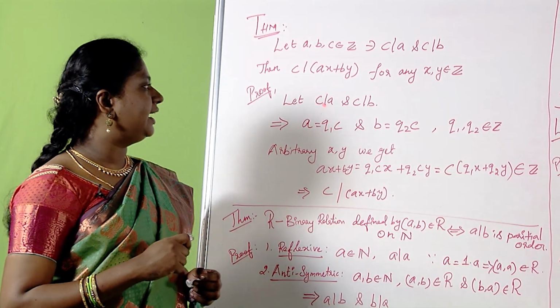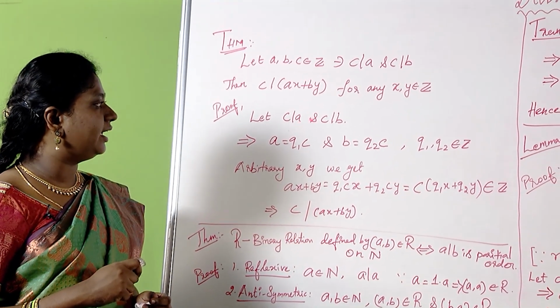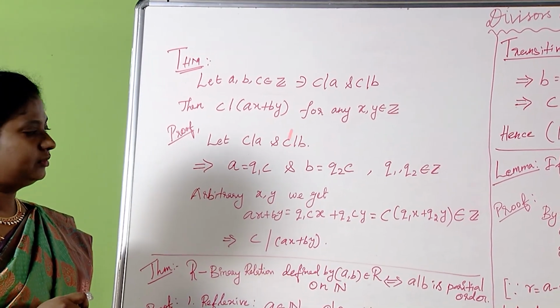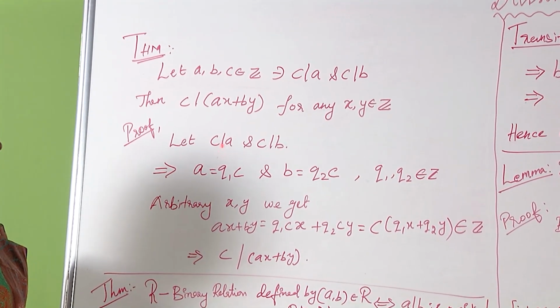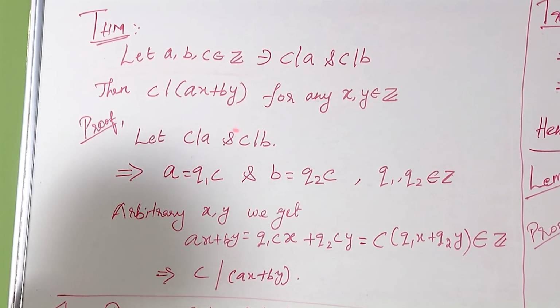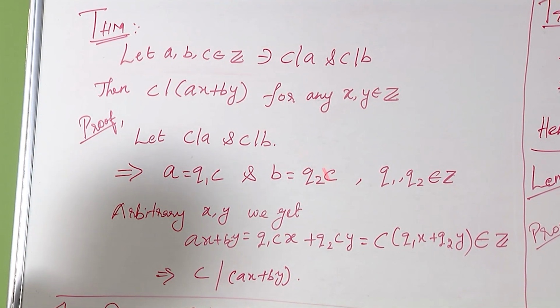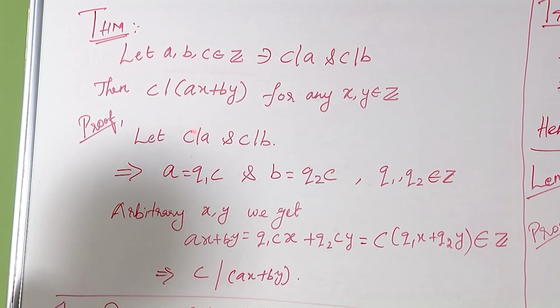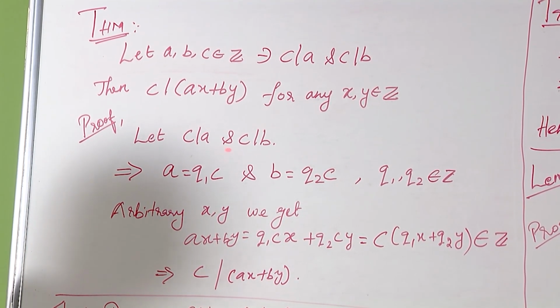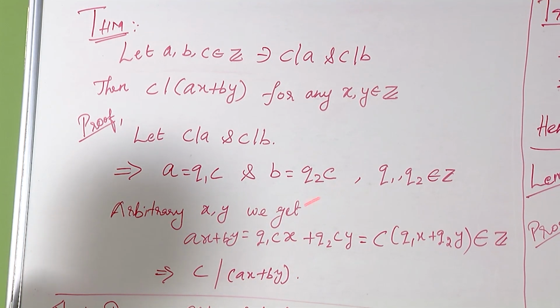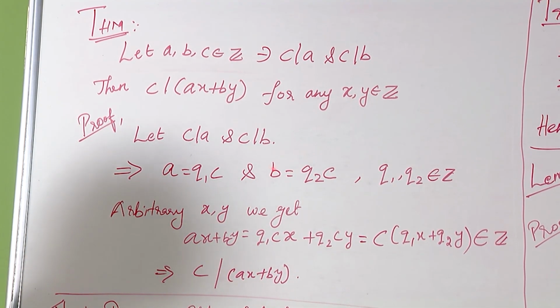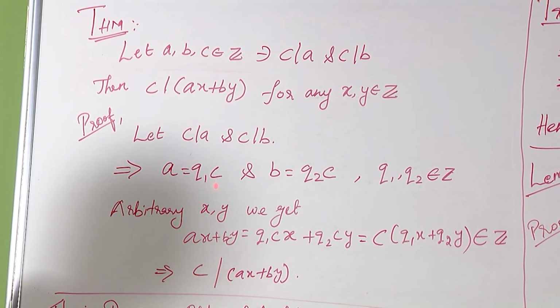We are going to take c divides a and c divides b. That implies that a can be written as some multiple of c. Similarly, b can be written as a multiple of c. According to the division algorithm, the remainder is equal to 0, and there exist some unique integers q1 and q2. So, according to that principle, I have written a is equal to q1c and b is equal to q2c.